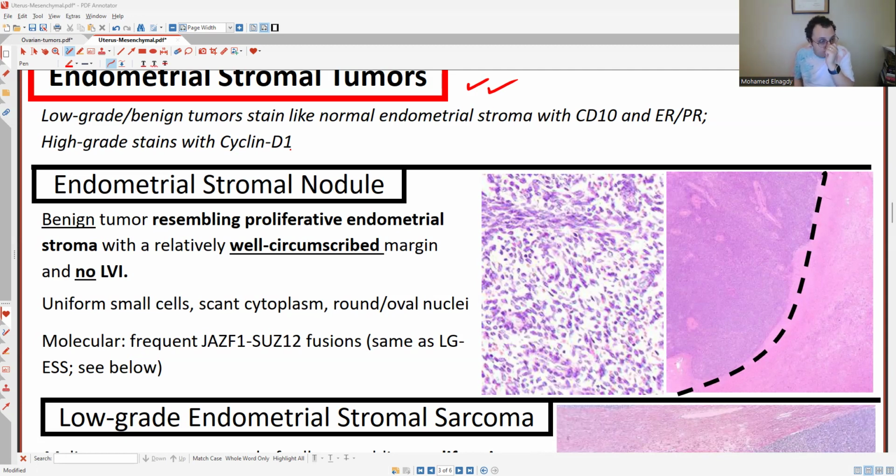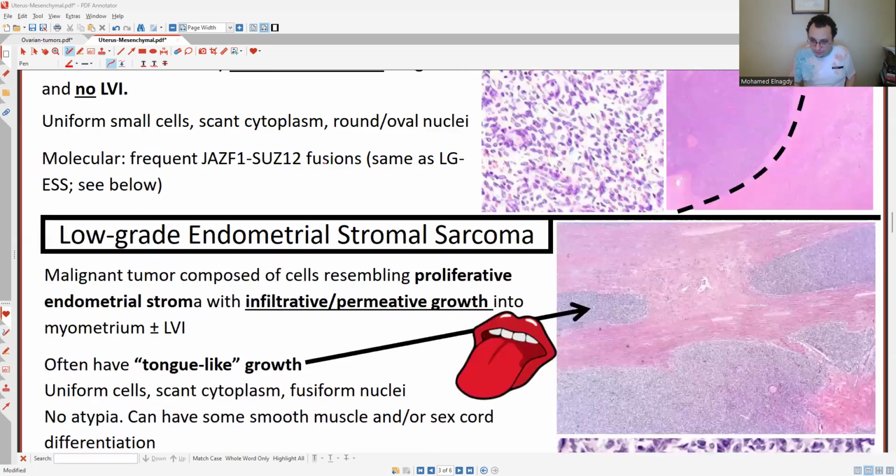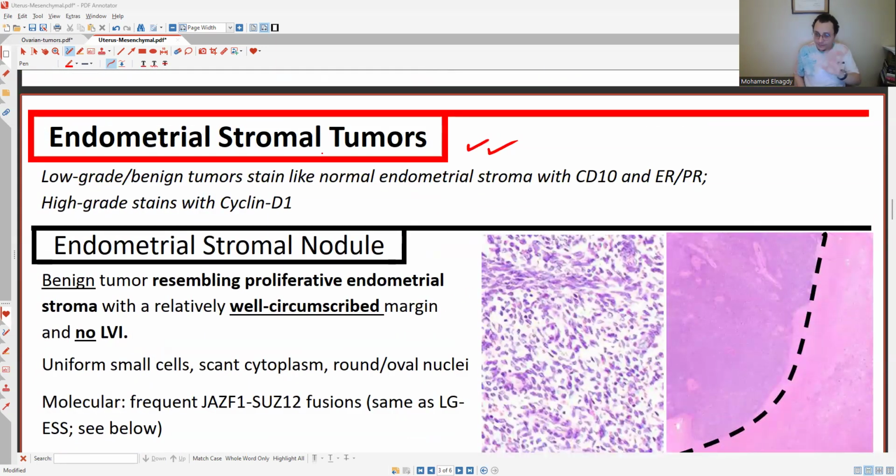You need to be able to differentiate between what we call endometrial stromal nodule, low-grade endometrial stromal sarcoma, and high-grade endometrial stromal sarcoma. Let's start by immunohistochemistry first. Make sure you remember that there are 3 stains that you need to order if you are suspecting a stromal tumor: CD10, ERPR, and cyclin D1.